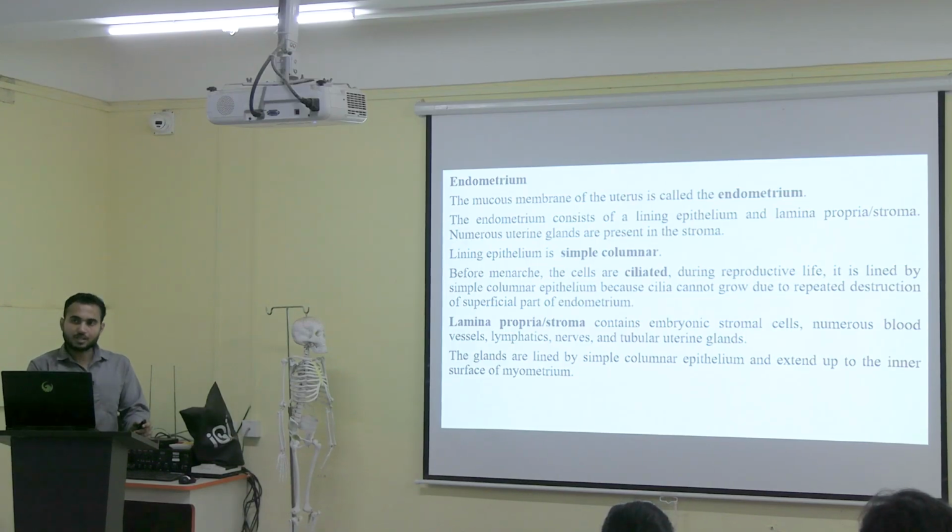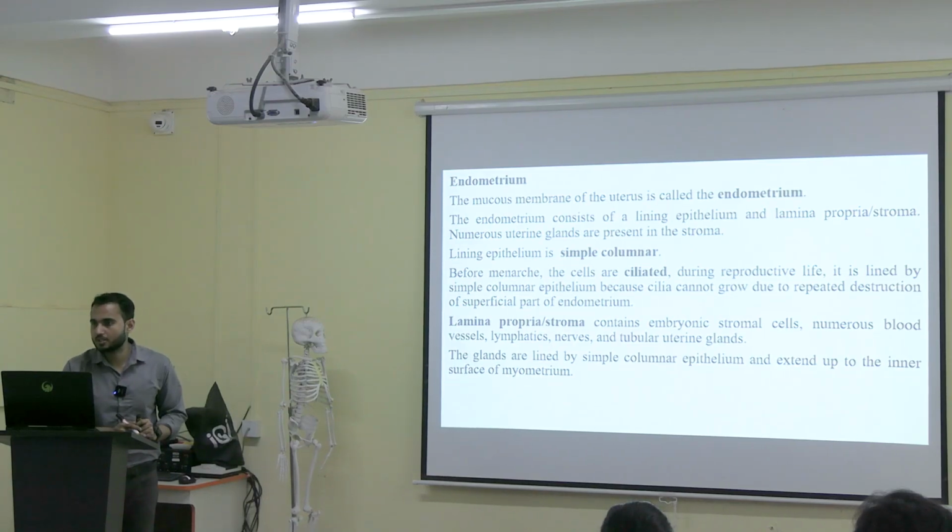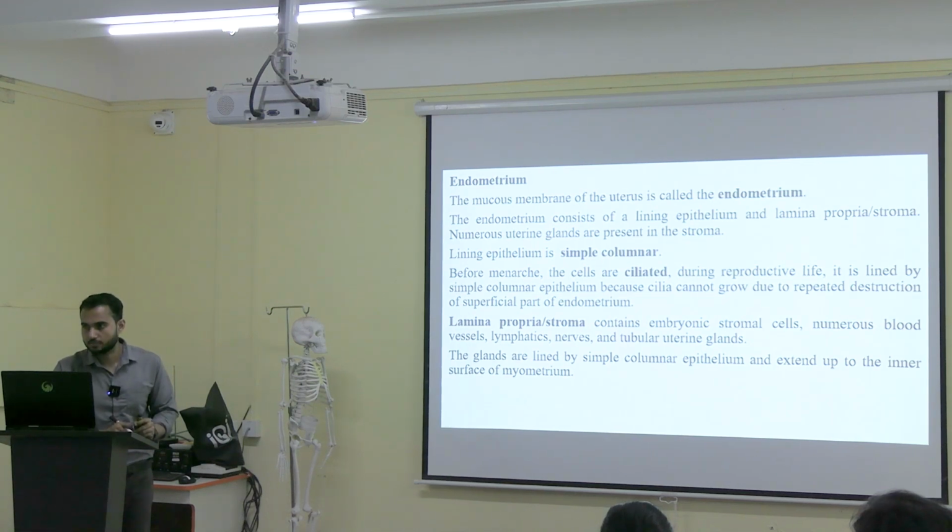But once the menstrual period starts, the cilia which are present can't regrow, because every time there are endometrial changes, the shedding of the endometrium is taking place. So again, when the regeneration is taking place, cilia each and every time cannot grow. That's why it becomes non-ciliated columnar epithelium from ciliated.